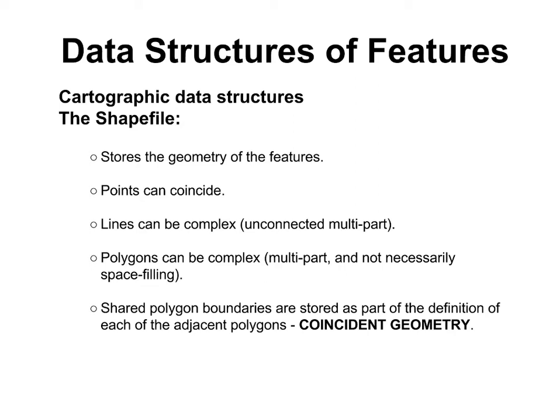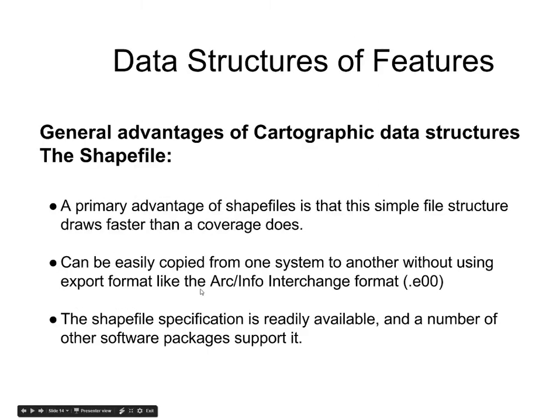The difference in how the data was actually modeled and stored in the data structure was that this data format was based on a coincident geometry model, where the line between two polygons was stored in the database twice. It was part of the definition of polygon A on the left and part of the definition of polygon B on the right. So the two lines in between those polygons were considered coincident. They were considered identical in the software.